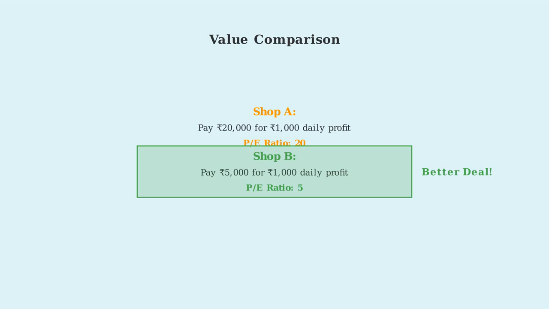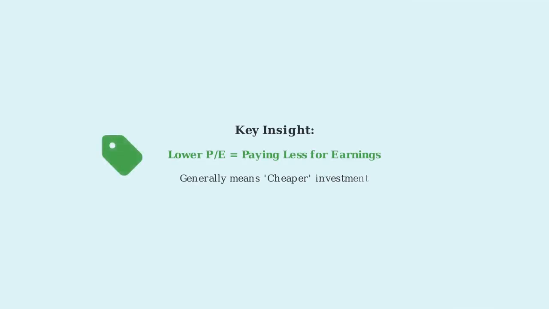This is exactly how PE ratios work in the stock market. The key insight is simple but powerful. A lower PE ratio generally means you're paying less for each rupee of earnings, making it a cheaper investment. Just like Shop B was the better deal, stocks with lower PE ratios often represent better value for money.